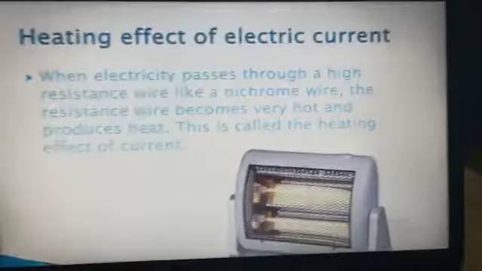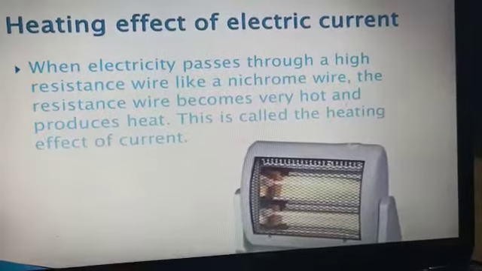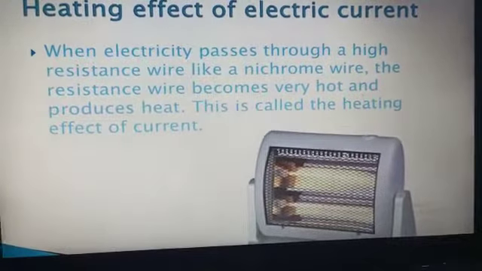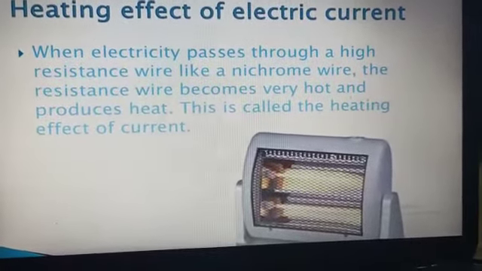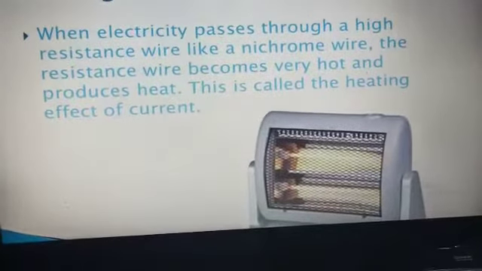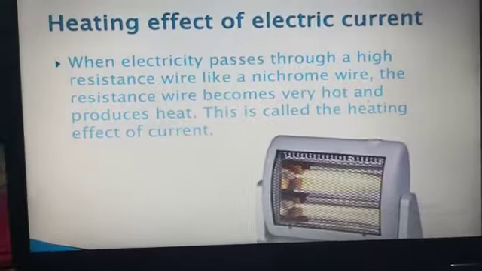Now we talk about the heating effect of current. When electricity passes through high resistance wires such as nichrome wire, the resistance wire becomes very hot and it starts releasing a lot of heat. This heat that is released is called the heating effect of current.